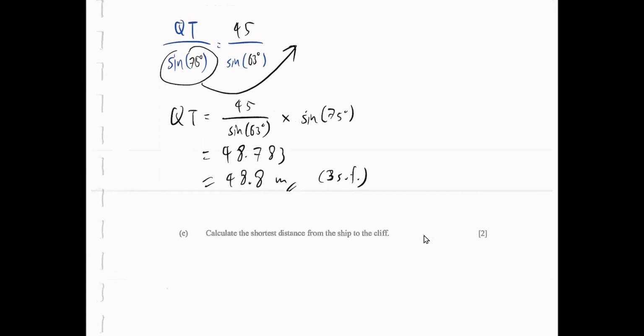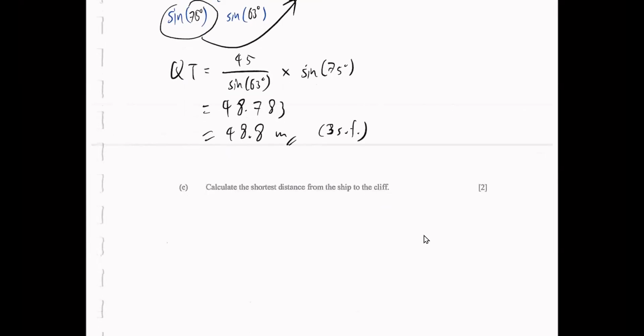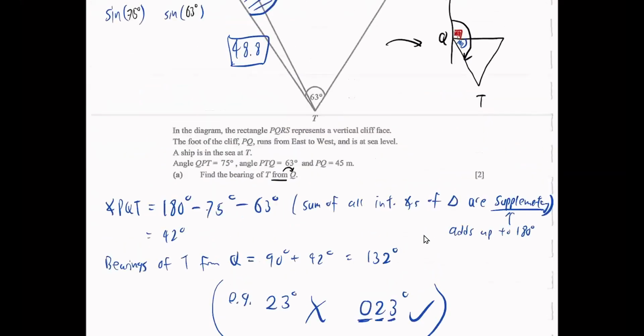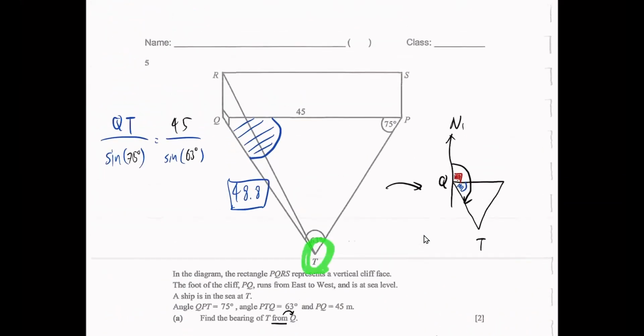Let's move on to part C. Calculate the shortest distance from the ship to the cliff. It's usually referring to perpendicular distance, from the ship to the cliff. Let's look back at the diagram. Ship to the cliff, shortest distance. Where's my ship? Over here. Where's my cliff? Over here. Shortest distance must be here. Can you see? This is the shortest distance.